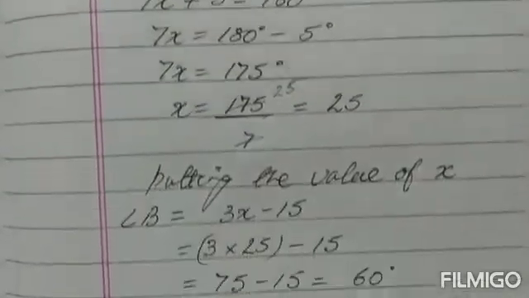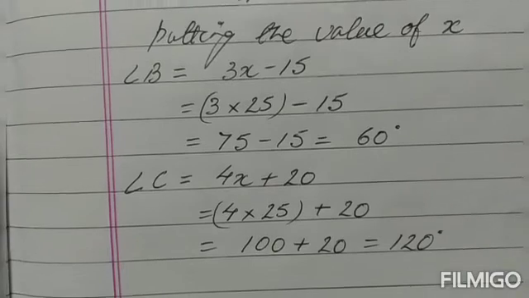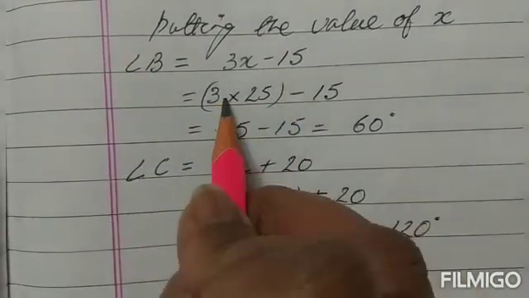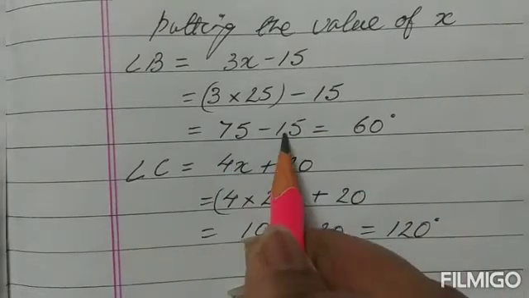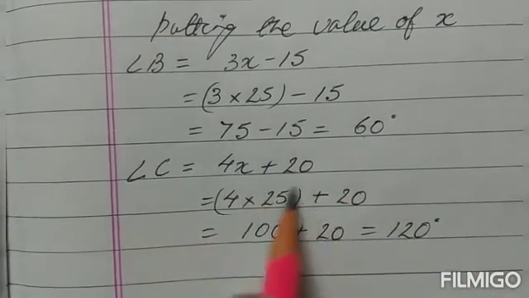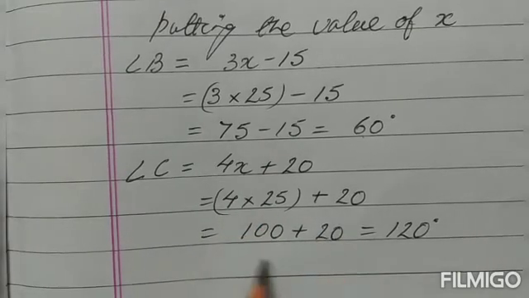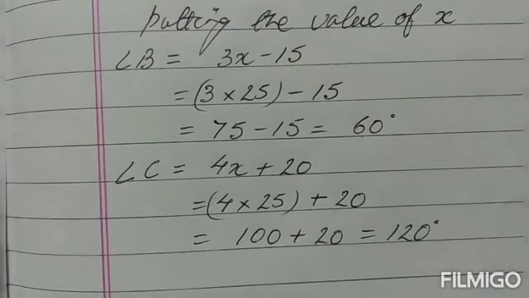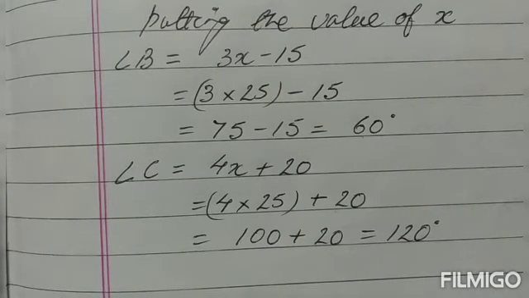Put the value of x in angle B and angle C. Angle B is 3x minus 15, so 3 into 25 minus 15, 75 minus 15 is 60 degrees. Similarly, angle C is 4x plus 20, that is 4 into 25 plus 20, that is 100 plus 20, which is 120. So with this, we complete Exercise A of quadrilaterals.